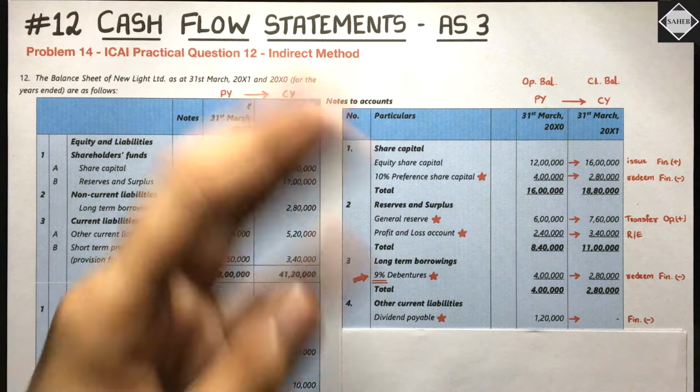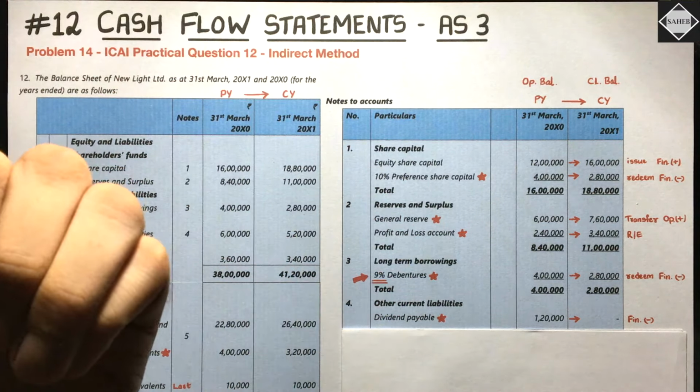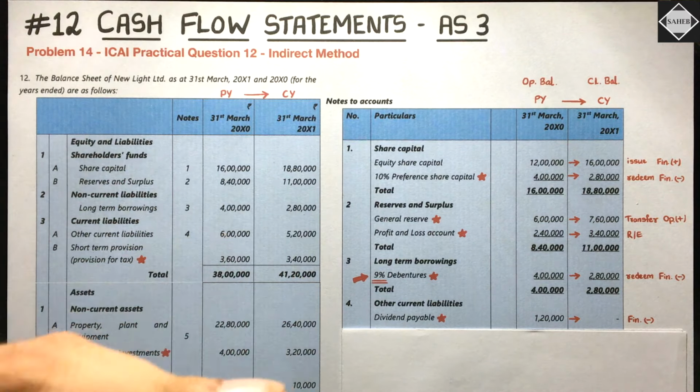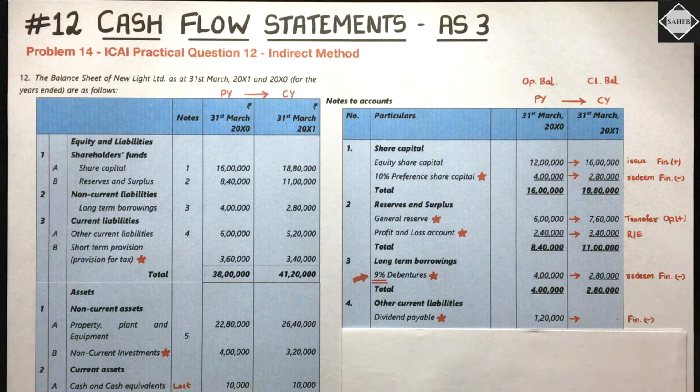Whenever there is only an opening balance, that means it is the dividend declared in the previous year. Now in the current year, it will definitely be paid. So this 1,20,000 is just directly paid. You don't have to create any ledger account also. Directly you have to understand this. Fine. So this is the dividend that has been paid.